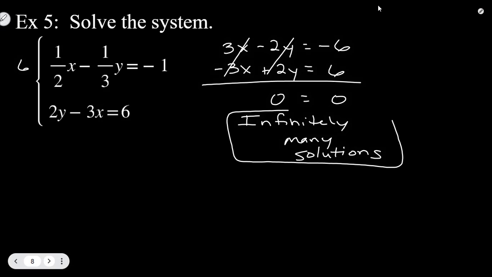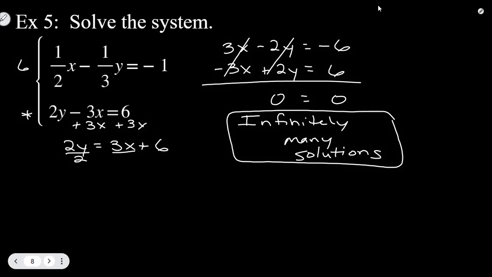And again, when we have infinitely many solutions, we want to describe what those solutions look like. So we want to take one of these equations and rewrite it into slope-intercept form. So let's probably just go with this one. What would we have to do? Add 3x. 2y equals 3x plus 6. And then what? Divide everything by 2. So y equals 3 halves x plus 3.